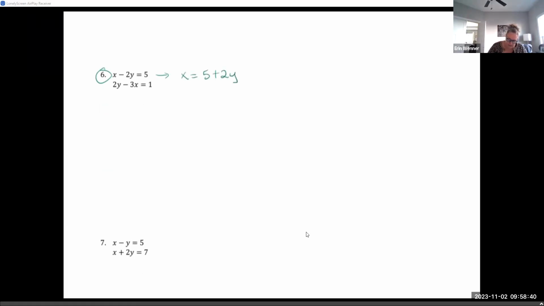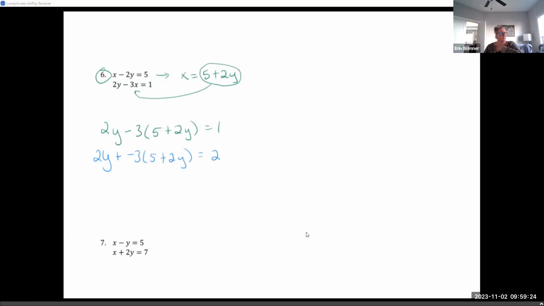I'm now going to take this stuff and plug it in for X in that second equation, right? So doing that, I'm going to have 2y minus 3 times 5 plus 2y equals 1. Once I substitute, easy place to make a mistake here. So we can see that it's 2y minus 3 times that stuff. Remember that negative is going to be distributed through both times. It might be helpful for you to rewrite this as 2y plus negative 3 times 5 plus 2y, because I'm just adding numbers on the end for some reason.